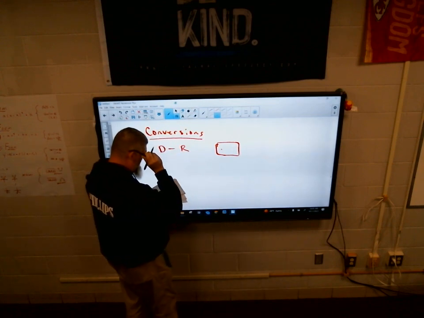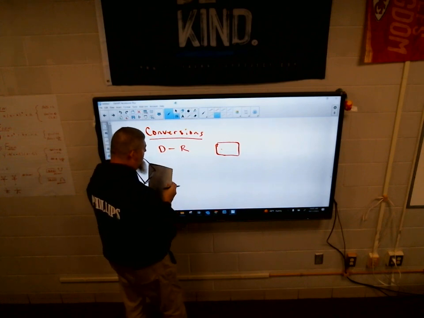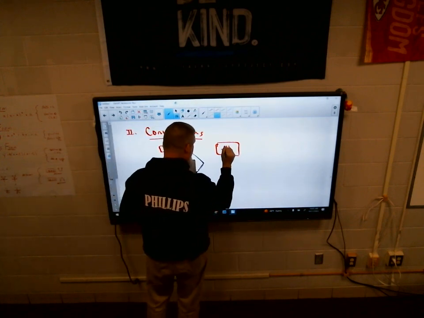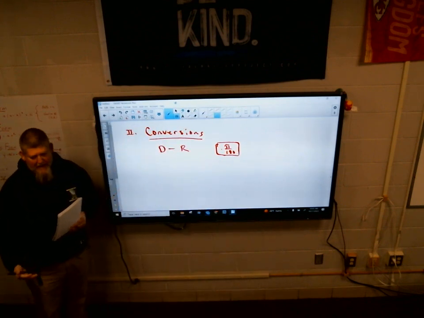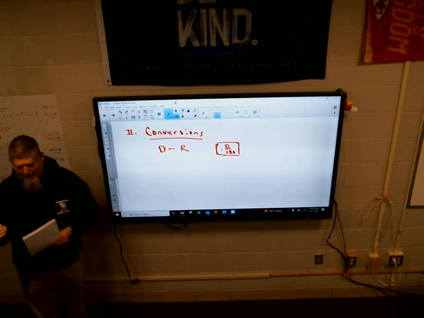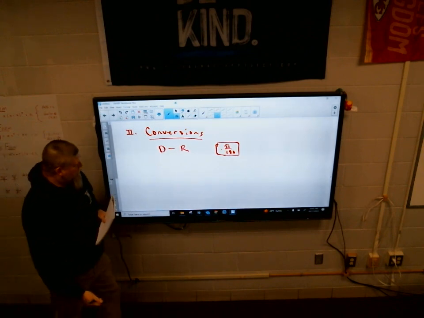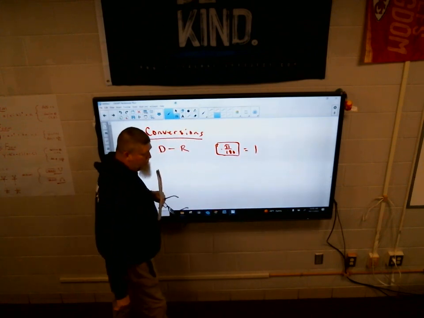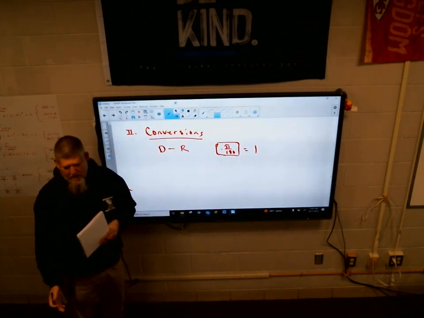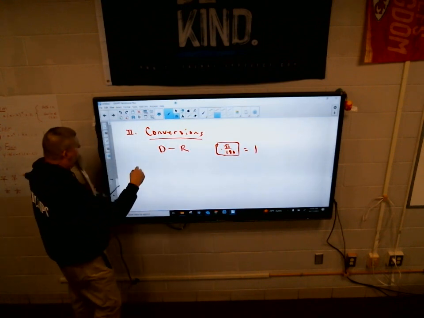So all you're going to do is multiply by pi over 180, because pi radians is the same thing as 180 degrees. So pi over 180 is actually simply multiplying by 1. I'm just changing it to a different unit. It's my unit multiplier.